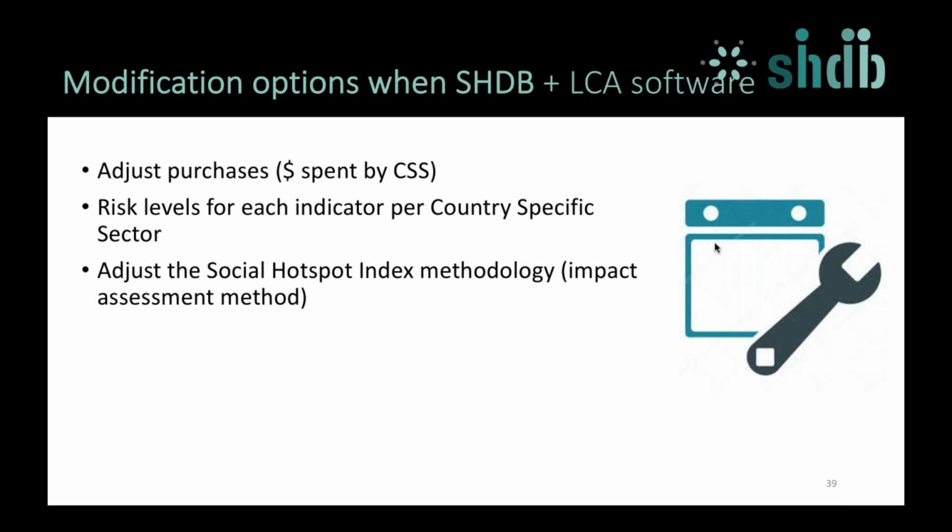You can also adjust purchases. So in this case, we already added the information about the ingredients and where they were coming from, and also the dollar value of those purchases. Sometimes you start with estimates, so you can adjust those with more specific information as it becomes available. And then you can also adjust the social hotspot index methodology. So that's the impact assessment method. For instance, we have a lot of users that want to zero out the low risk, because they're really just interested in the main hotspots and not so much in those activities that are at lower risk.